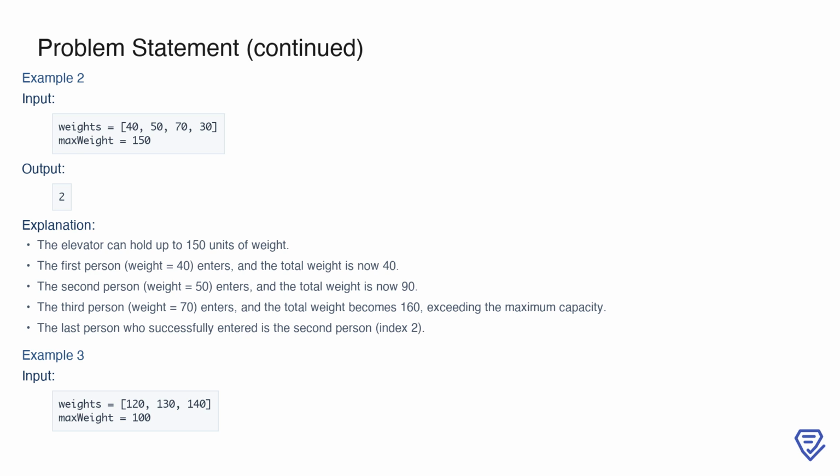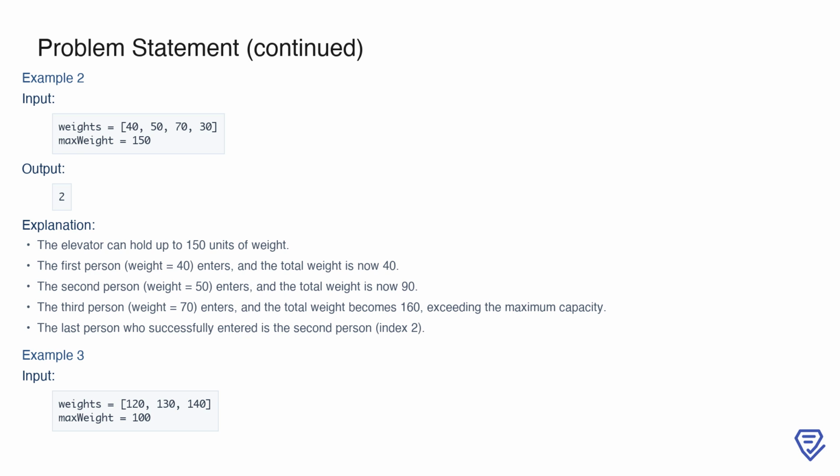In the second example, the weights list is 40, 50, 70, 30, and the max weight is 150. The first person enters, bringing the total to 40. The second person enters, bringing the total to 90. When the third person tries to enter, their weight of 70 causes the total to reach 160, which exceeds the capacity. Thus, the last successful entry was the second person, at index 2.